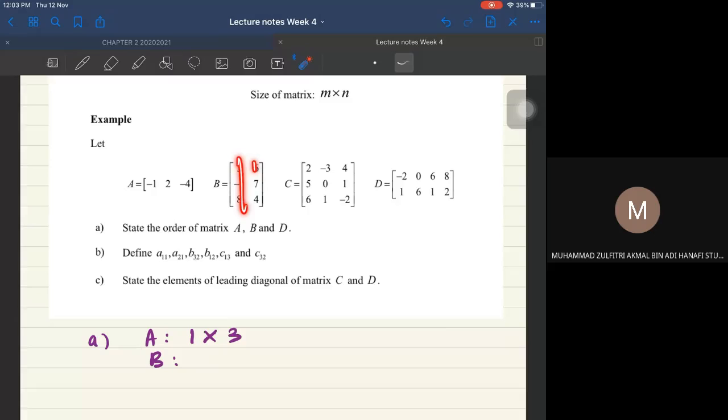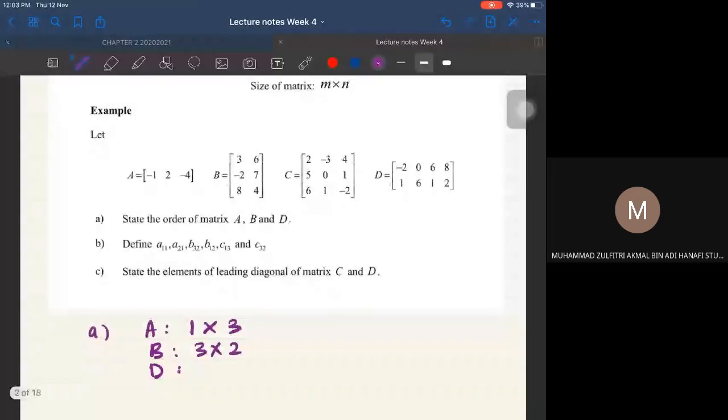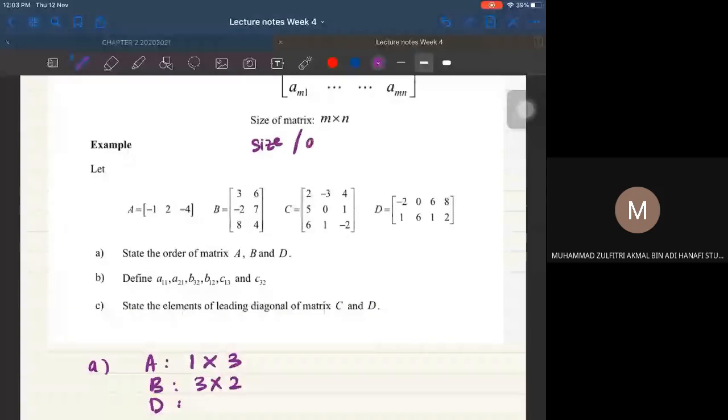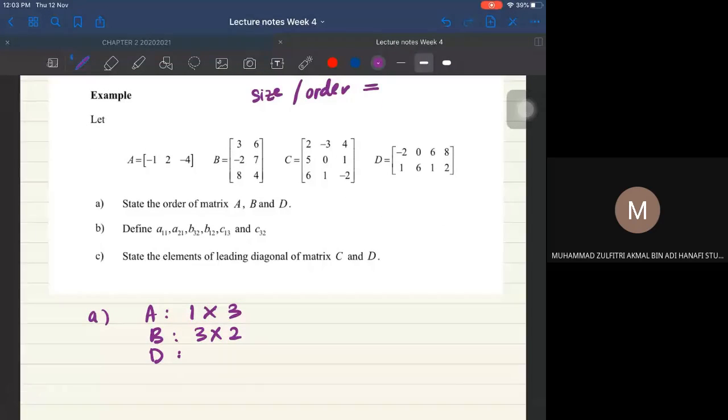Okay. And for matrix D, what is the size of the matrix? Size ataupun order of the matrix is the same things. Okay. Either soalan minta size ataupun order of the matrix, benda yang sama. Okay. So for matrix D, the size of the matrix will be 2 by 4, where you have 2 rows and 4 columns.